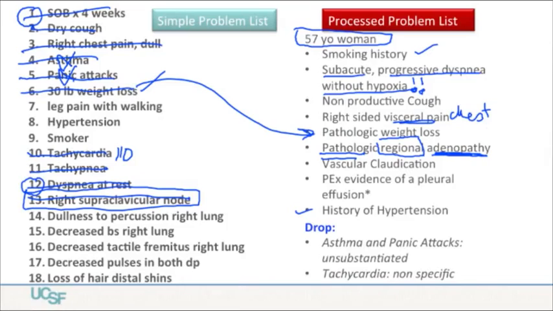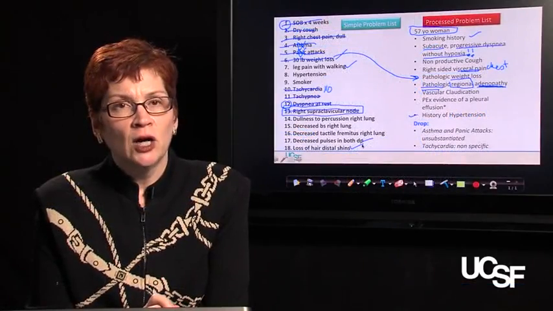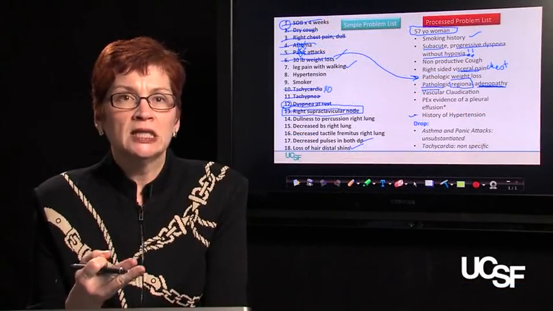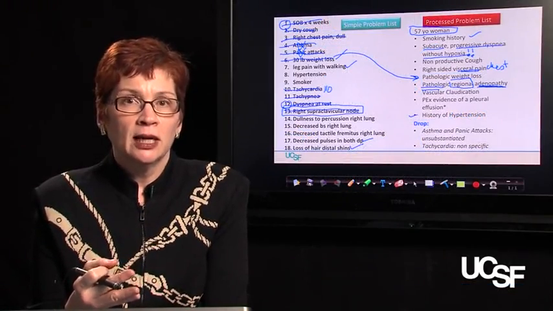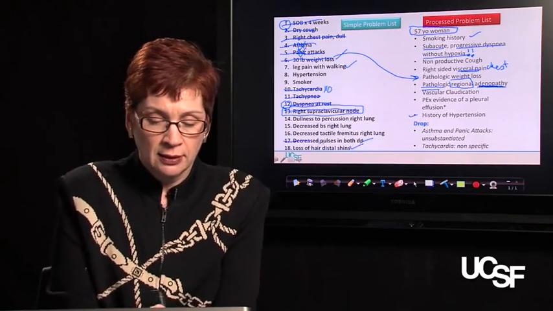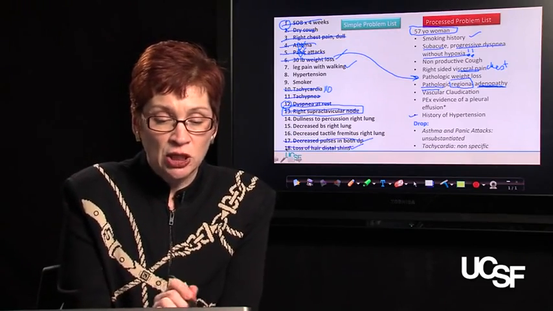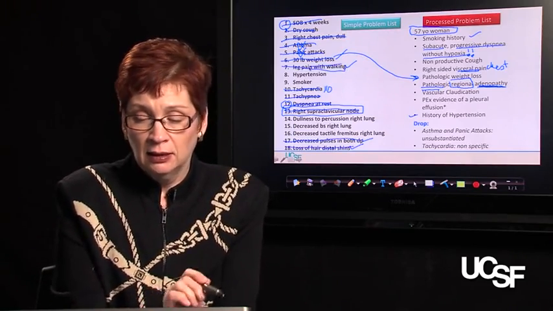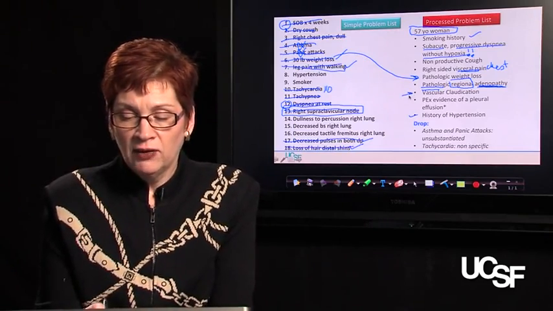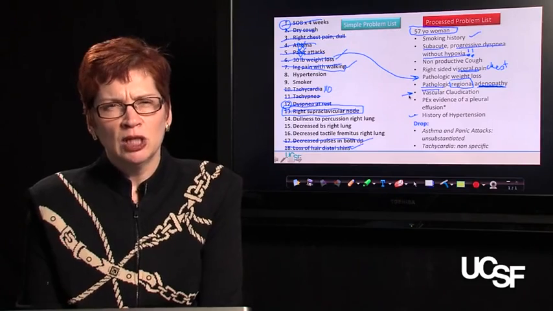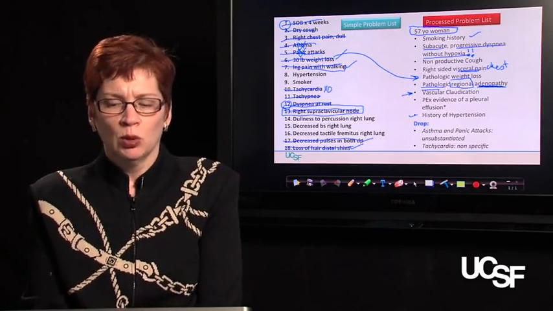She has complaints of leg pain with walking, relieved by rest, decreased pulses in her dorsalis pedis, and loss of hair in her distal shins. That's enough for us to combine those three symptoms into a diagnosis of vascular claudication. We don't know why she has that, but calling it vascular claudication, again, is much more specific than talking about leg pain with walking.